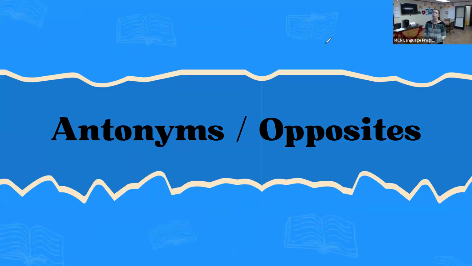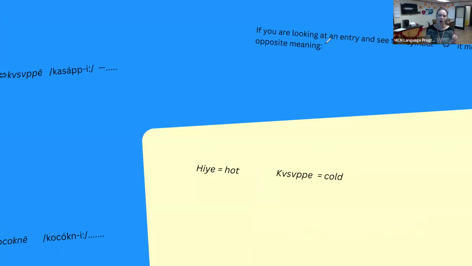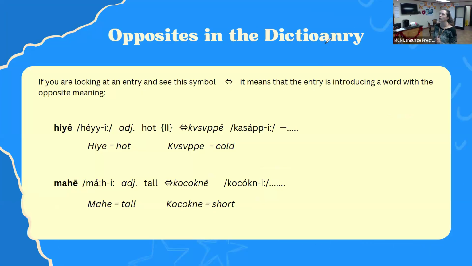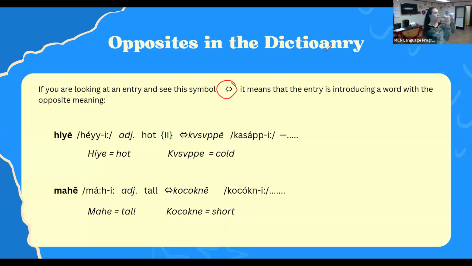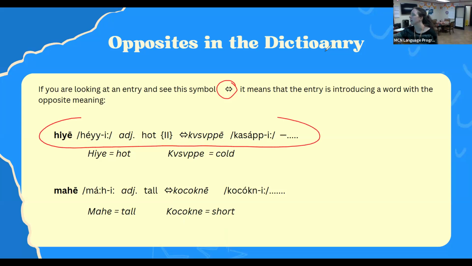Okay. A really fast one is antonyms and opposites. Antonyms just means opposites, right? So the way it shows it in the dictionary, it'll have this little symbol, which is two arrows pointing at each other. And it'll look just like this in the dictionary.